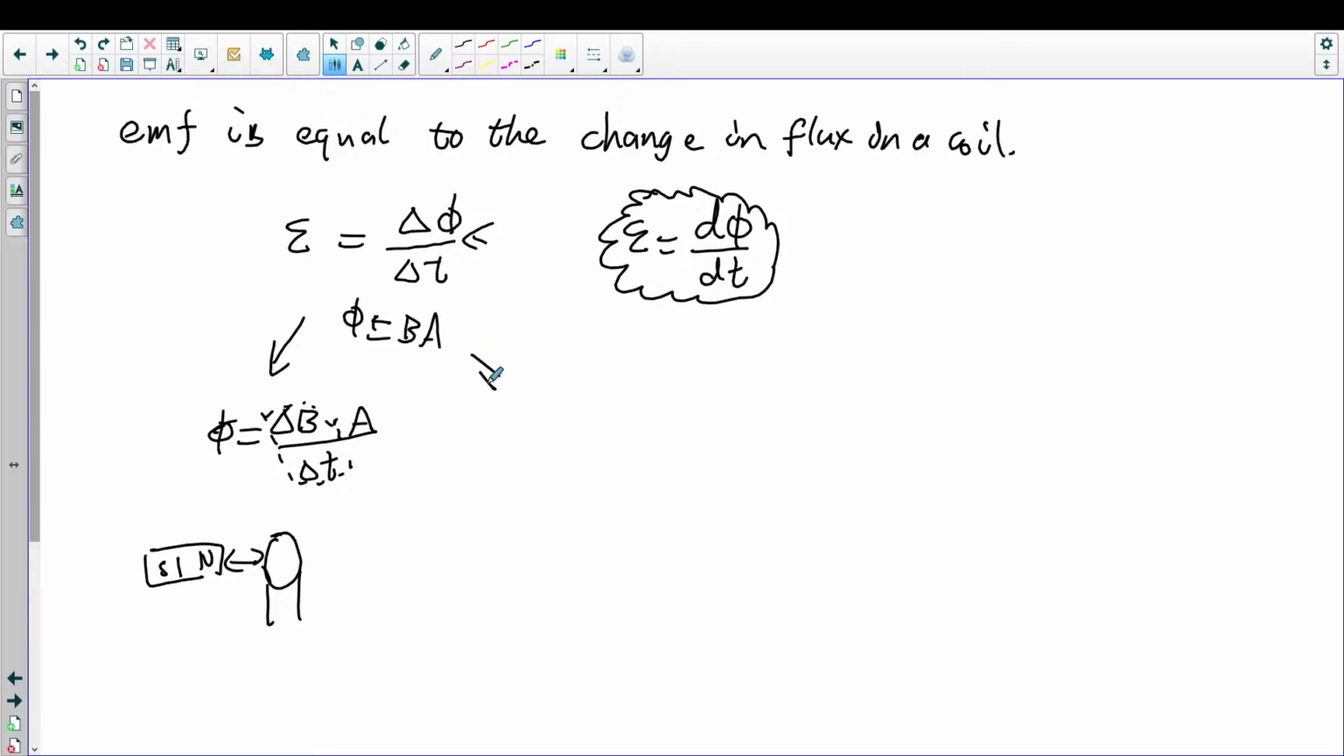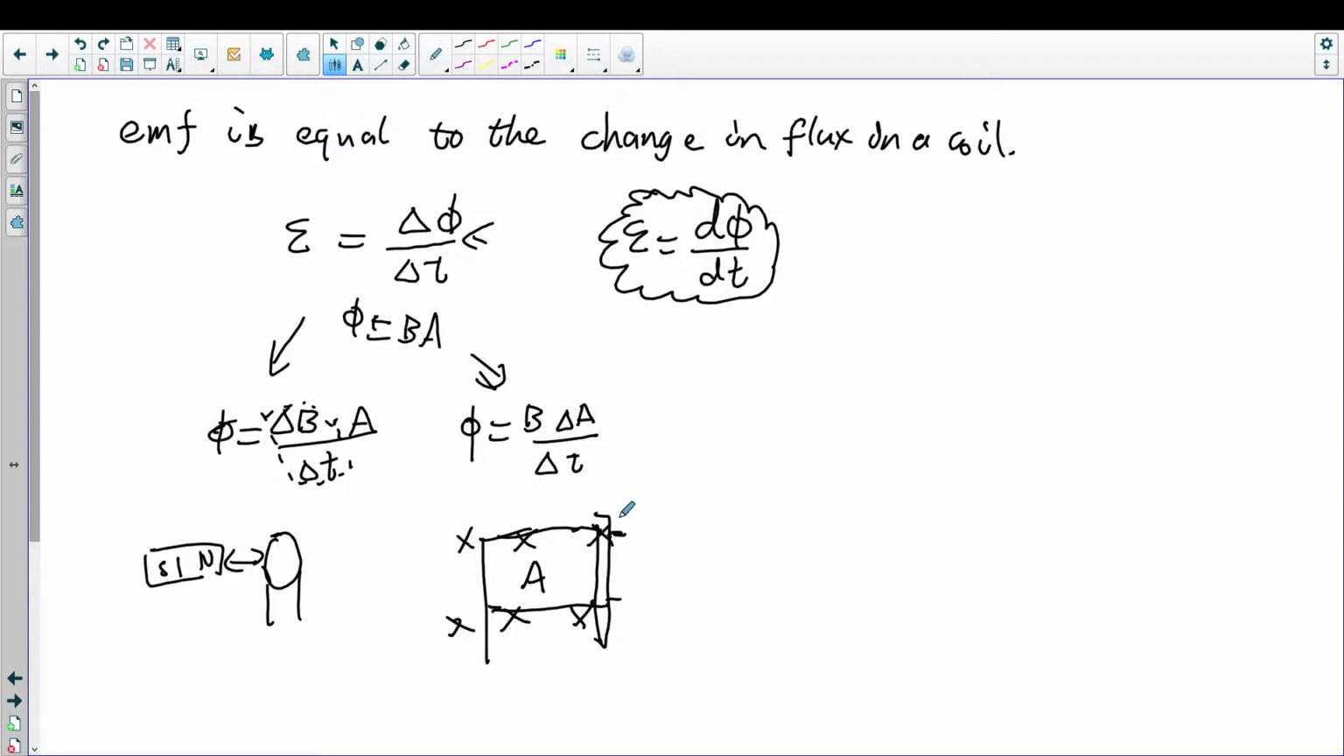Or you can change it by keeping the magnetic field constant and change the area, which is similar to something like this. Let's say this is a magnetic field, and then you have a loop here. However, on the loop, this end is actually free to move, right? This end's free to move. So you can move this bar left or right.